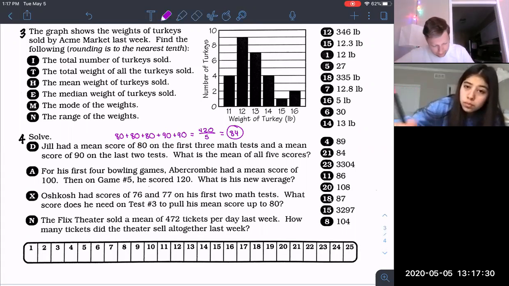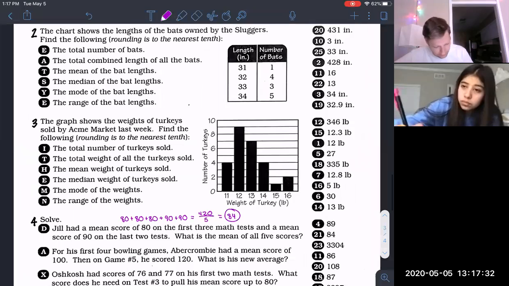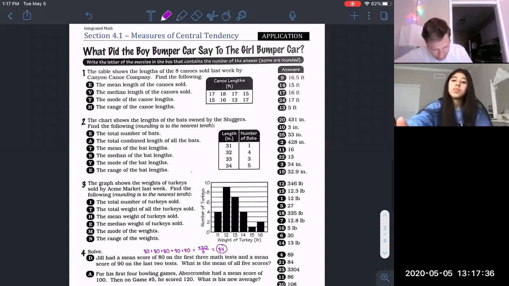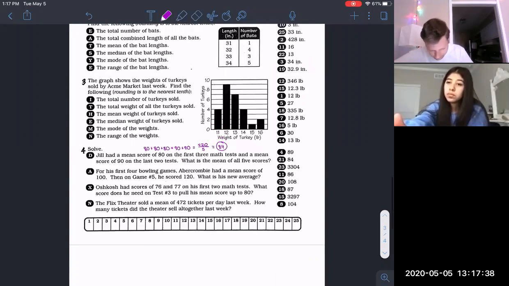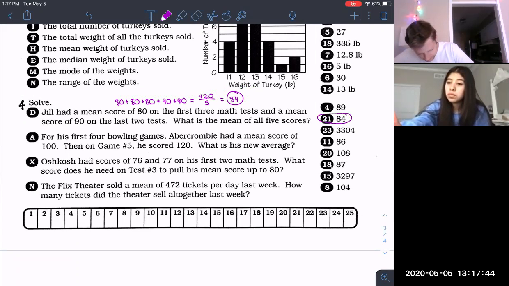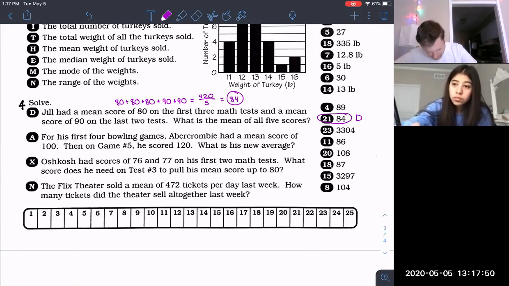So okay, back to the directions. Always important to read the directions. Write the letter of the exercise, so that's D, in the box that contains the number of the answer. All right, so I always like to write the letter next to it so I don't forget. If there is a mistake, I know where to look. So we're going to put a D in box 21.